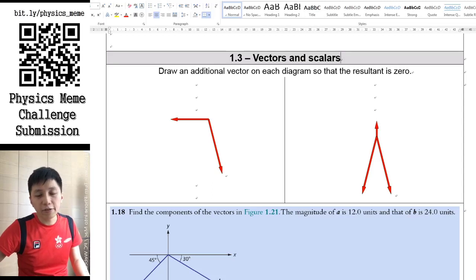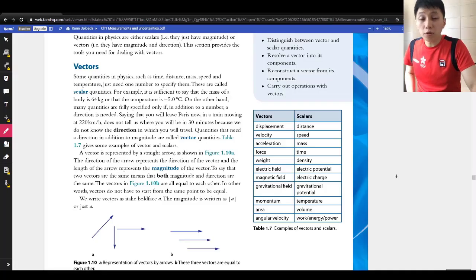Hi, in this video we'll be moving on to a new chapter called Vector and Scalar, and in fact you have learned about the basic idea of this in IGCSE. So let's do a quick recap on this to refresh what you have learned. All the physical quantities you learn in physics can be categorized under either vectors or scalars.